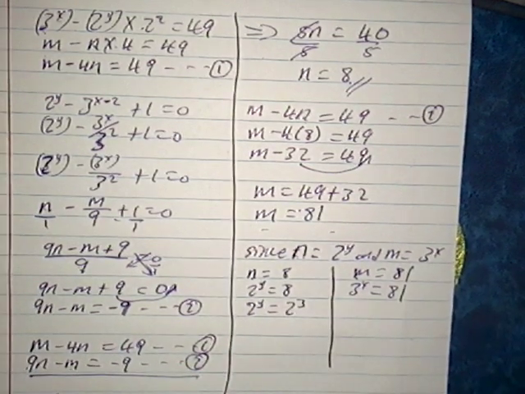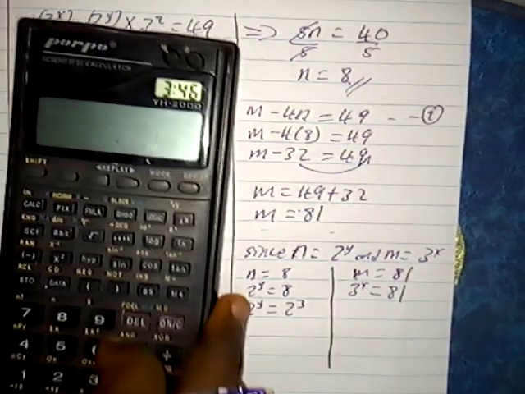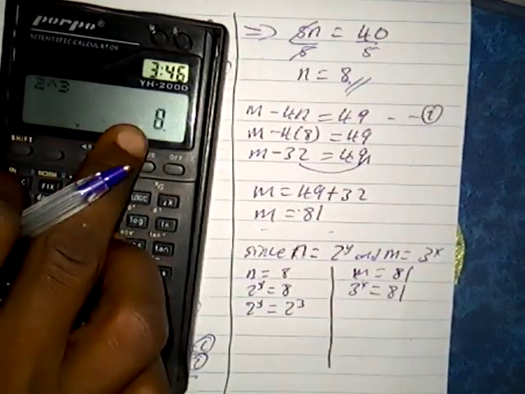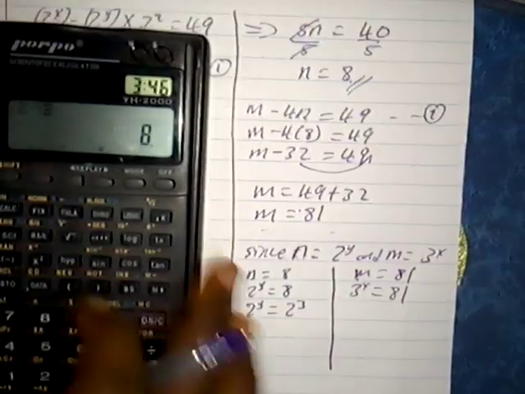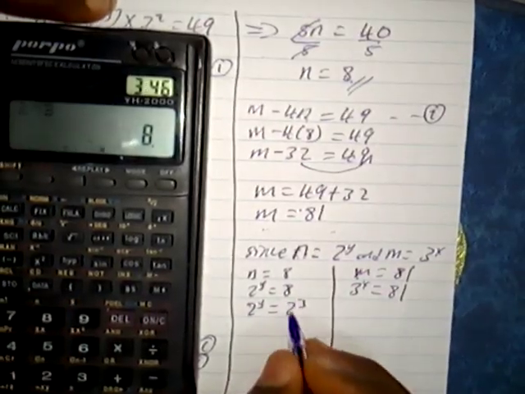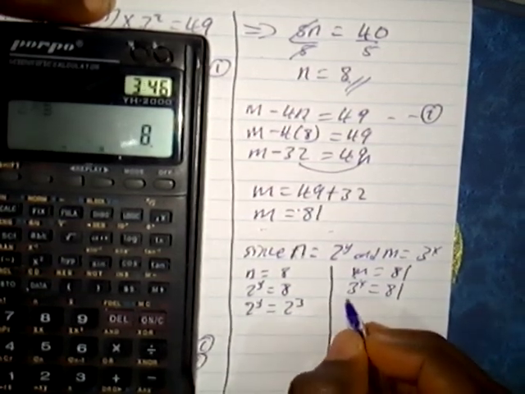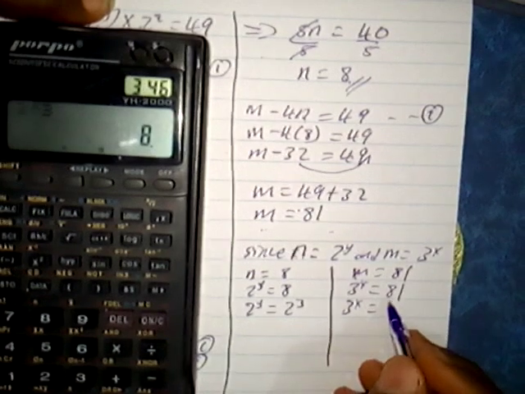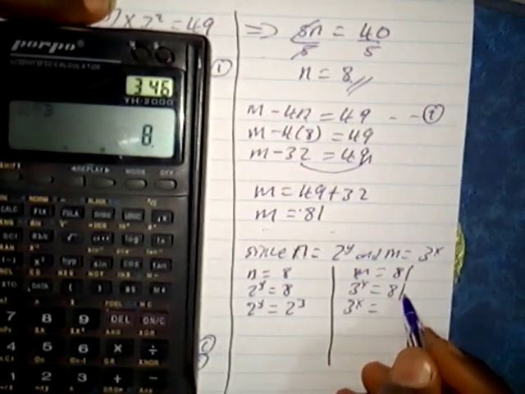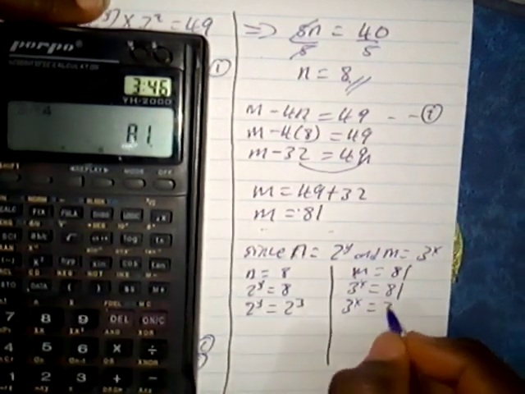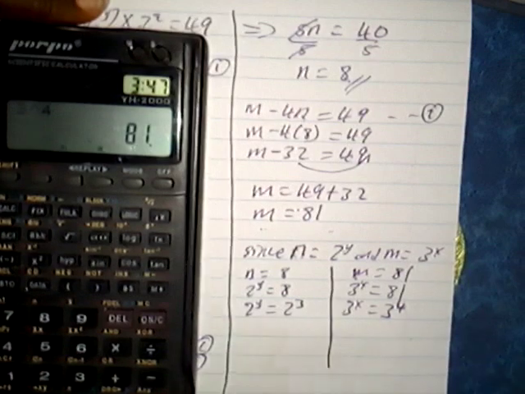If you use a calculator, 2 raised to the power 3 is going to give you 8. Let's see. 2 raised to the power 3. You see? It's going to give you 8. So that's how we have simplified 8 into the basic term. Here again, 3 raised to the power x equals, now we are going to simplify this 81. 3 raised to the power 4 is going to give you 81. If you use your calculator, you will see it.